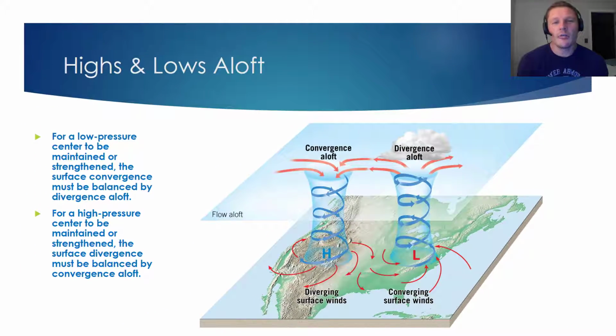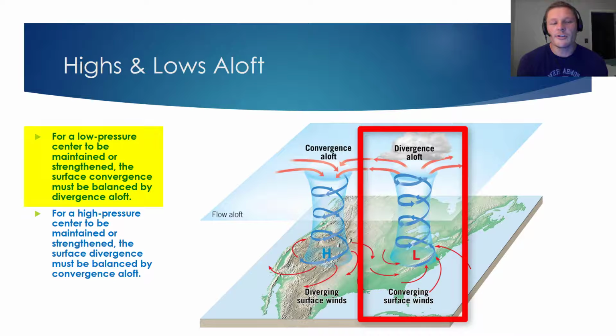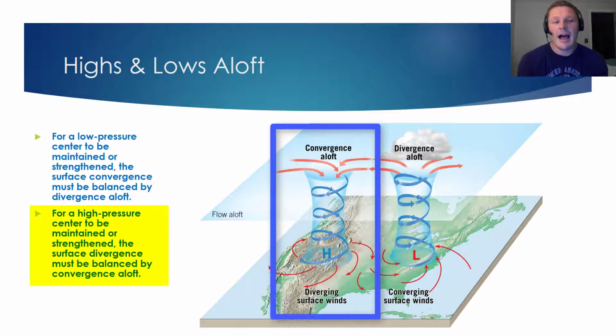So it's really important to note, when taking in this slide collectively, that cyclones and anticyclones kind of rely on one another. Because in order for both to be maintained, there's a very important air circulation mechanism that benefits both of them. For a low pressure center to be maintained or strengthened, the surface convergence must be balanced by divergence aloft. Simply put, if we are not seeing divergence aloft, that low pressure center cannot be maintained. And by the same token, for a high pressure center to be maintained or strengthened, surface divergence must be balanced by convergence aloft. Without convergence aloft, the anticyclone cannot be maintained.